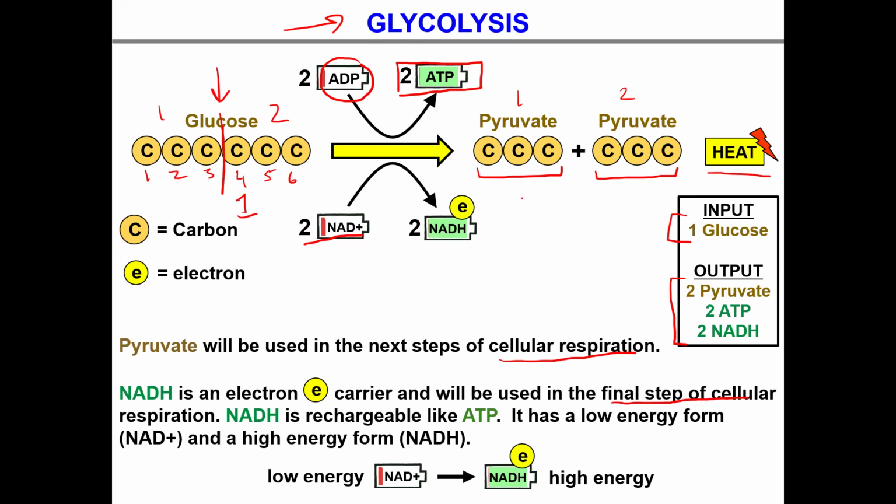And then in part 2, we're taking our pyruvic acids. And again, they're going to be used in the next steps for cellular respiration. So the outputs for regular glycolysis going to the Krebs cycle is 1 glucose, and our output is 2 pyruvic acids, and then 2 ATPs and 2 NADHs.